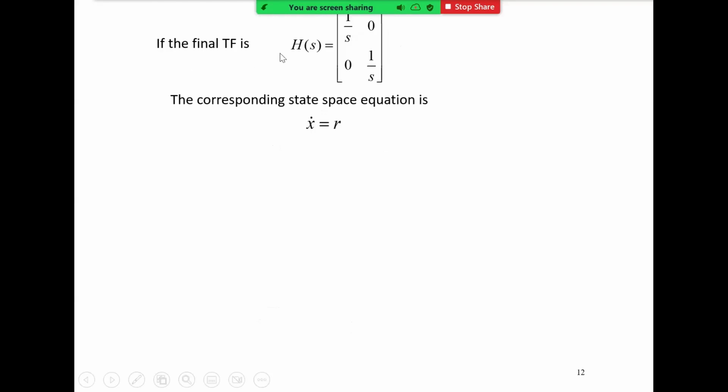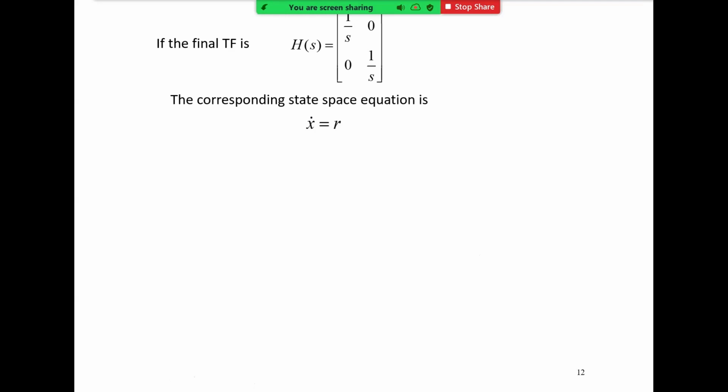If we look at the final transfer function from the reference signal to the output, remember that the output is the state. So we can write out the final form of the state space model as just x dot equals R. So x dot, the output, equals the reference signal. That's how you get this diagonal, single integrator.